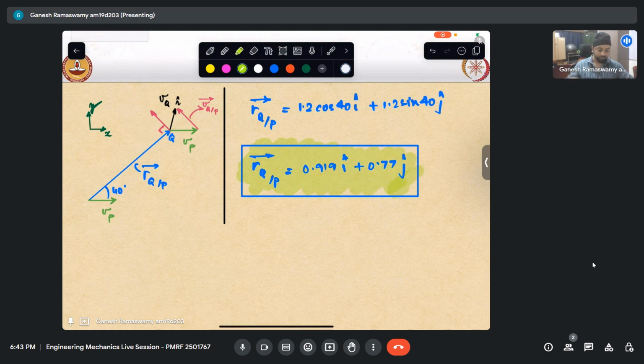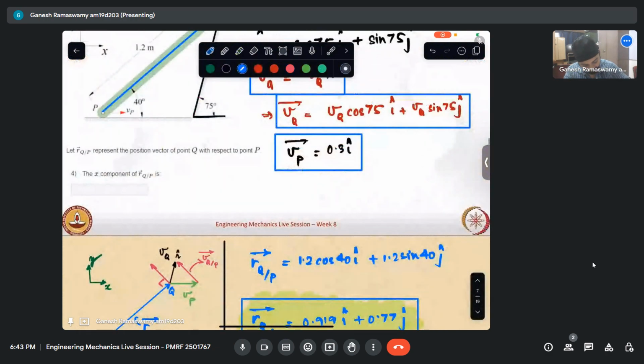So let me populate this also. So this is 0.919 meters per second. Sorry, meters. This is a position vector. 0.919 and 0.77.